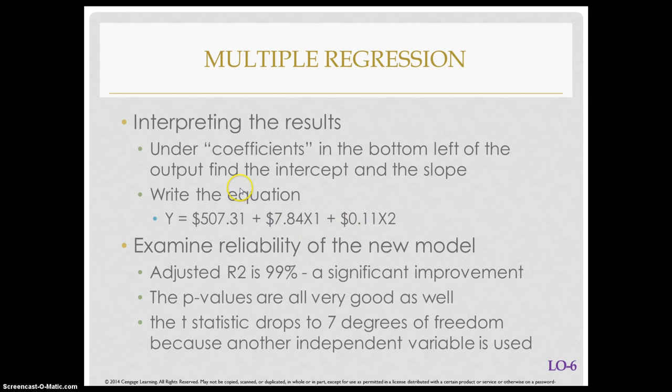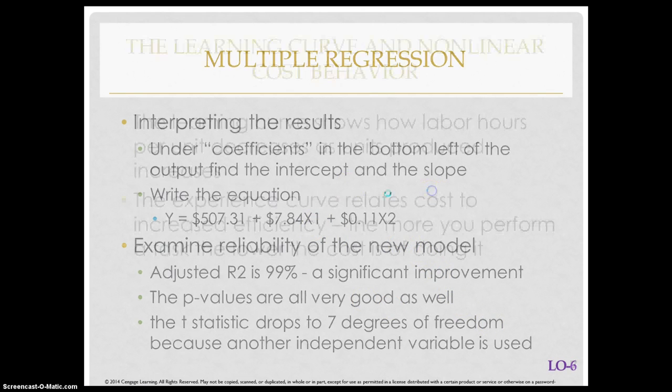So we can examine the reliability of our new model. The adjusted R2 is 99%, a significant improvement. The p-values are all very good as well. So if we look at the p-values, we see that they're in a much better range. And the t-statistic drops to 7 degrees of freedom because another independent variable is used. So these are all good things. So we have much more reliable data.